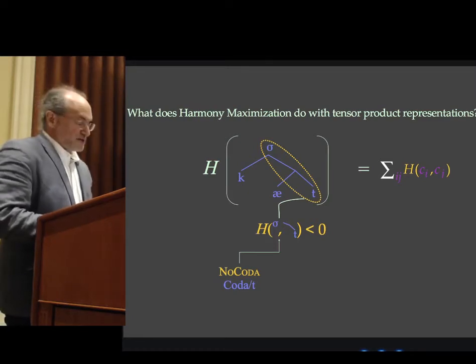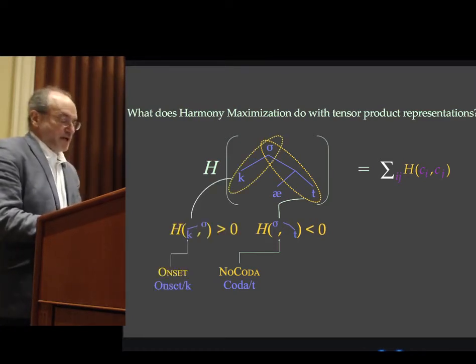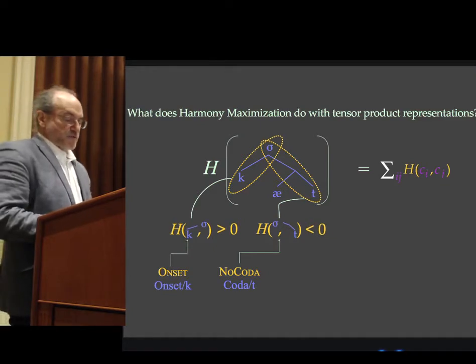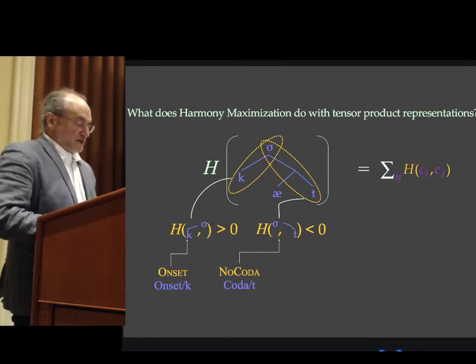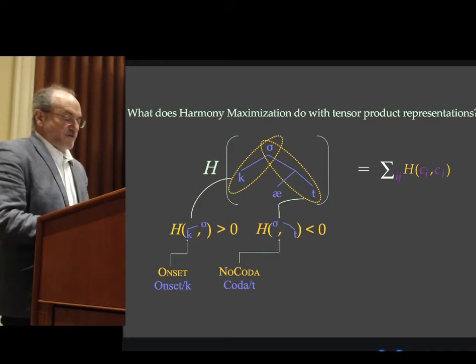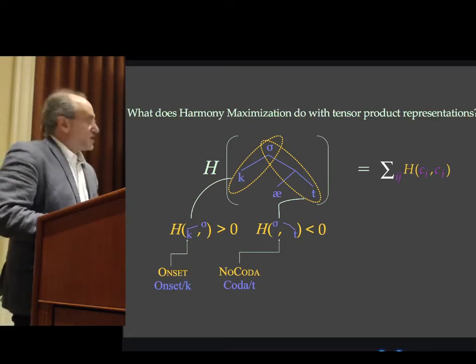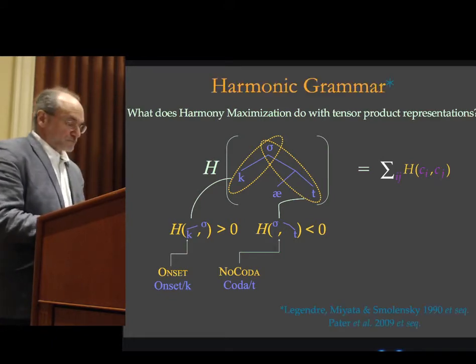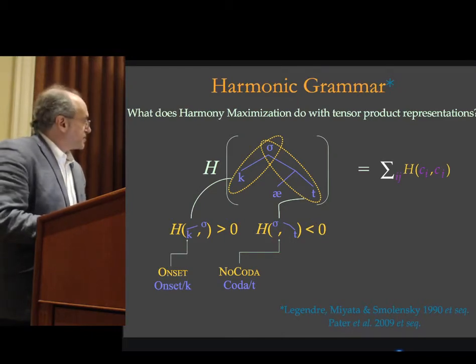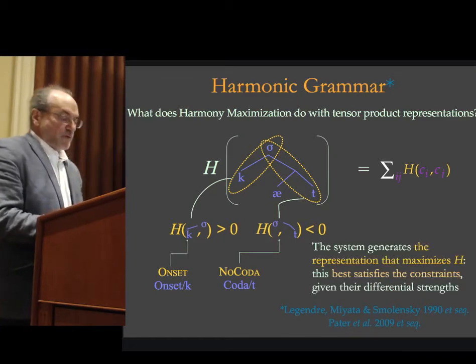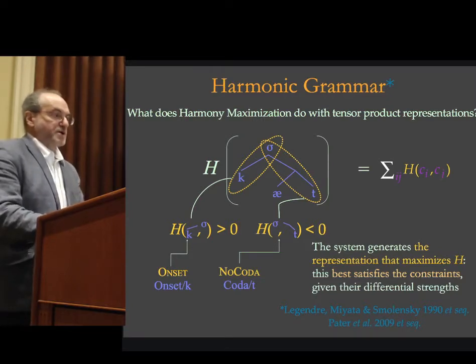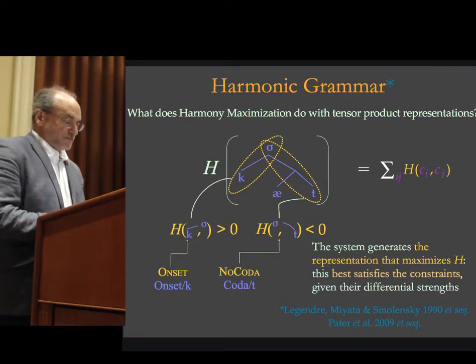This pair, by contrast, will contribute positive harmony, as the onset constraint tells us that syllables with onsets are preferred. The whole set of positive and negative harmony values for constituent combinations constitutes a harmonic grammar. By the principle of harmony maximization, the output of the grammar is a symbol structure that maximizes harmony, the optimal representation.